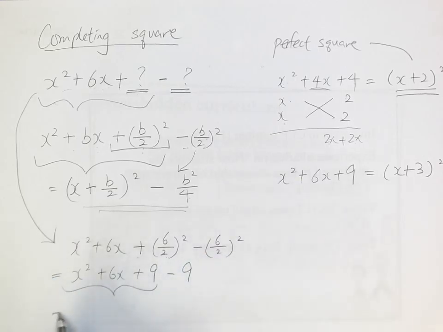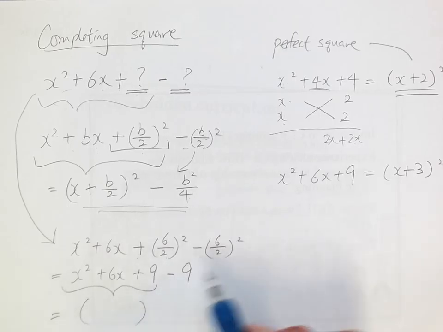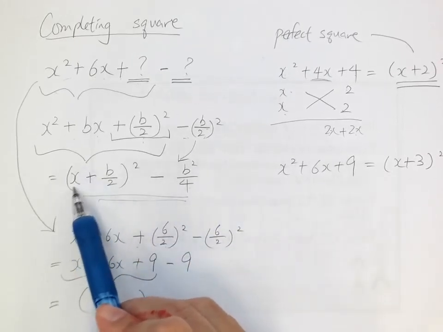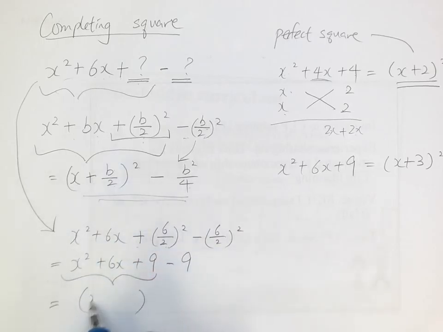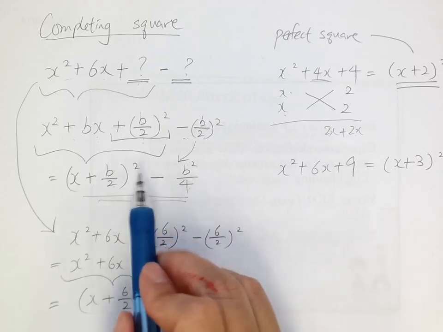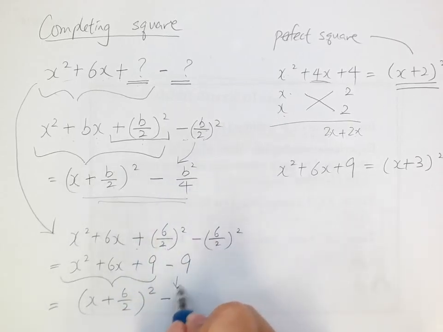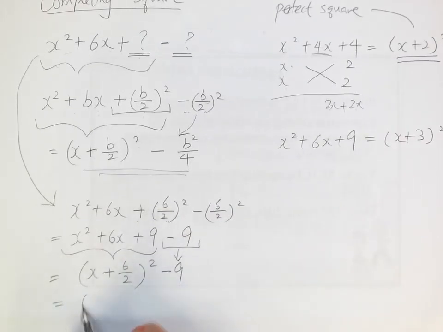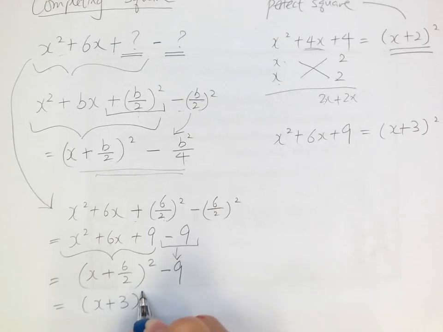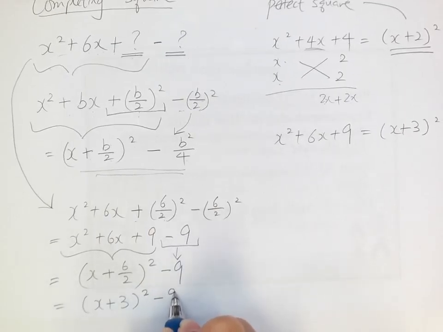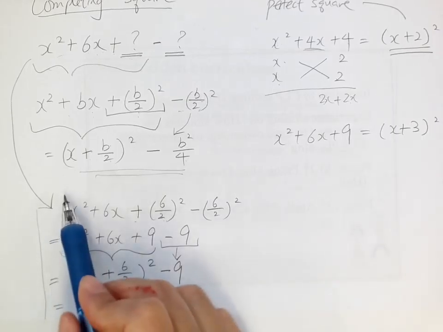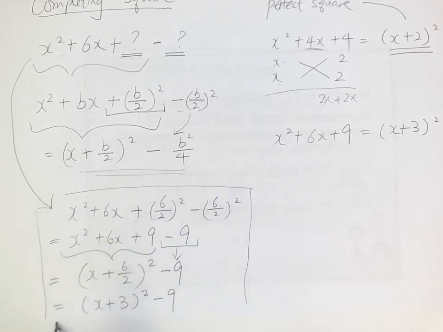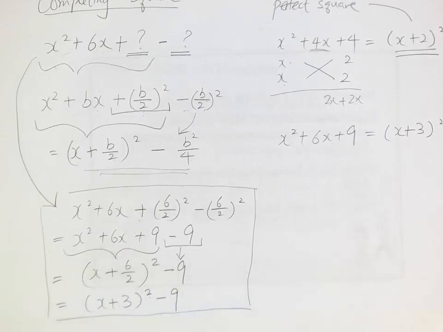So the factorization will be (x plus b over 2, which is 6 over 2) all squared, minus the 9 back, and my answer will be (x plus 3) squared minus 9. So this is the completing the square we are going to drill today.